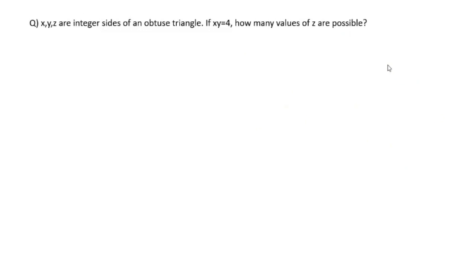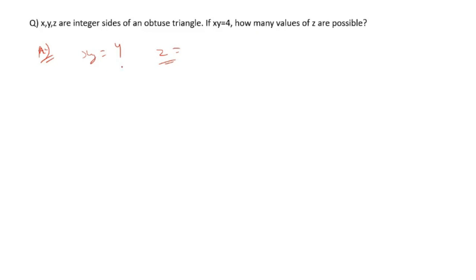This says that x, y, z are integer sides of an obtuse triangle. So here they have given an obtuse triangle. If xy is equal to 4, how many values of z are possible? Now these questions are more algebra questions than pure geometry questions, because there's no diagram or theorem getting applied here. So x, y, z are integer sides of an obtuse triangle. If xy equals 4, the third side is z, and we need to find the number of values possible for this.